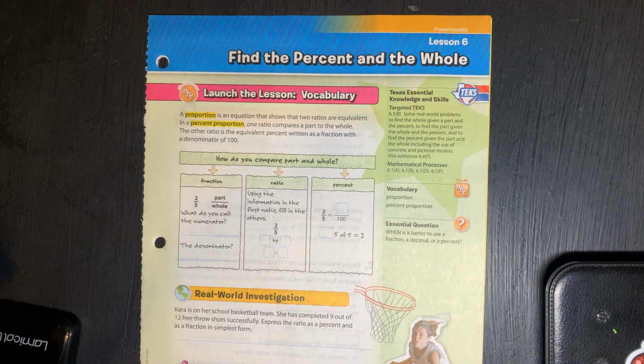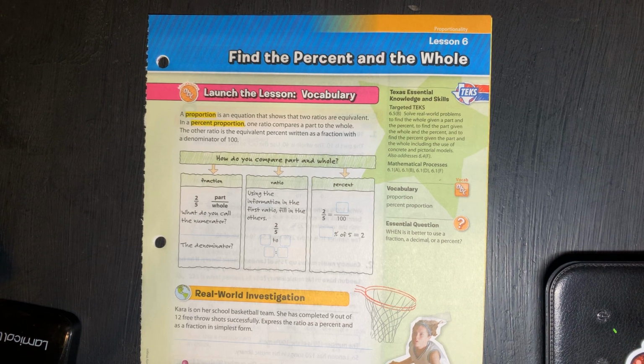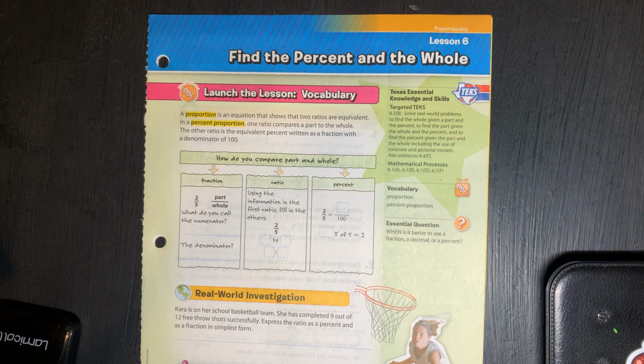Okay, my awesome mathematicians. Today we're going to look at how to find the percent and the whole. We did this a little bit the other day, but we're going to do lesson 6 today. A proportion, we know, is an equation that shows two ratios that are equivalent. In a percent proportion, one ratio compares a part to a whole, and the other ratio is an equivalent percent written as a fraction with a denominator of 100.